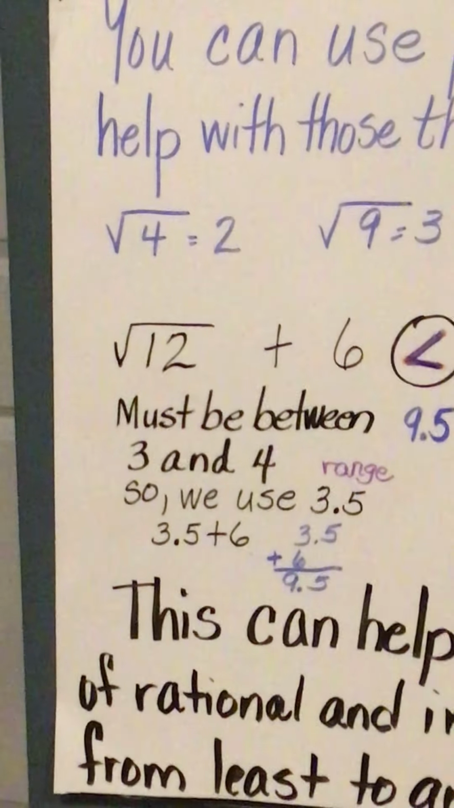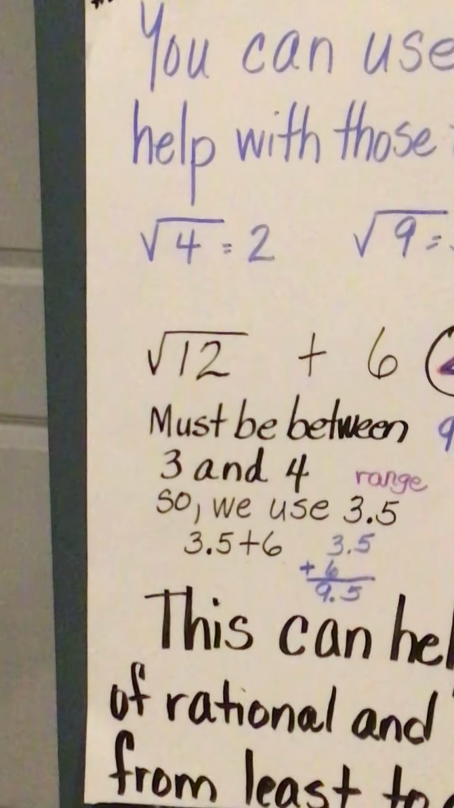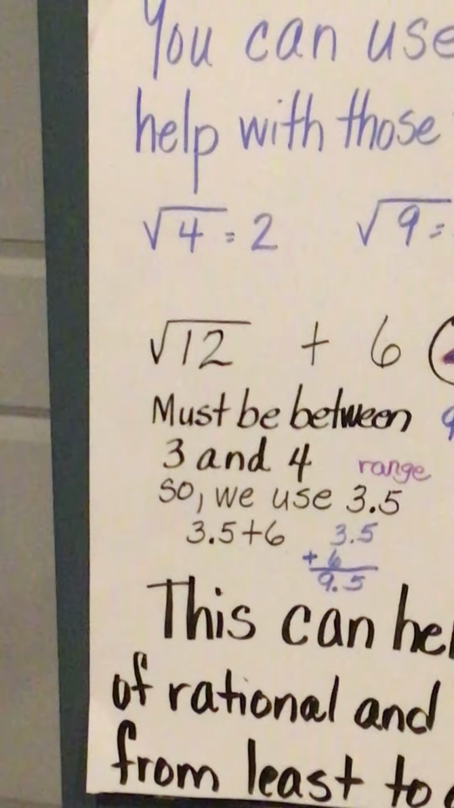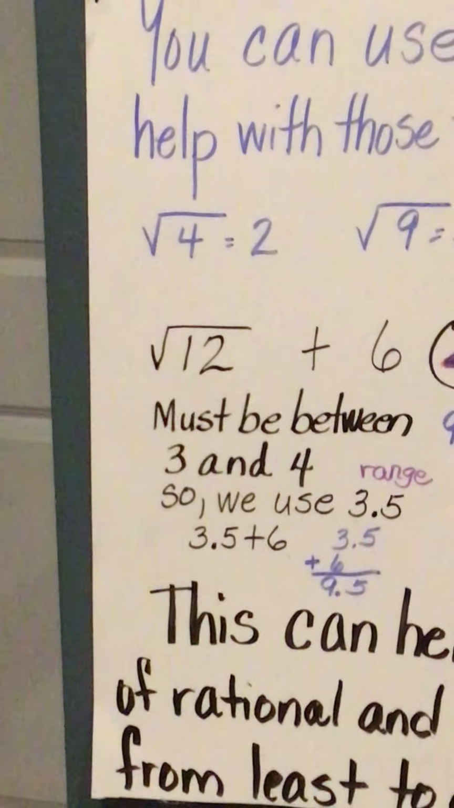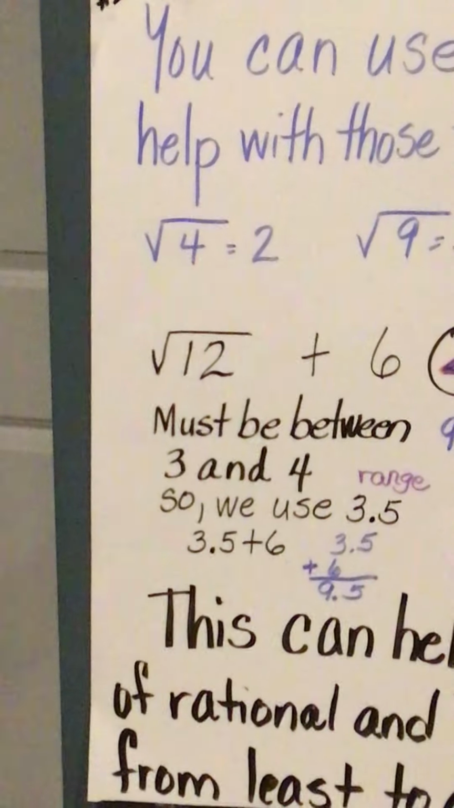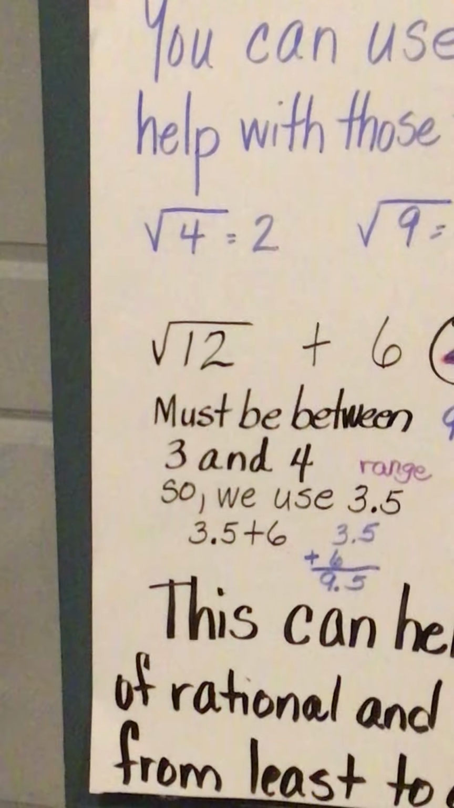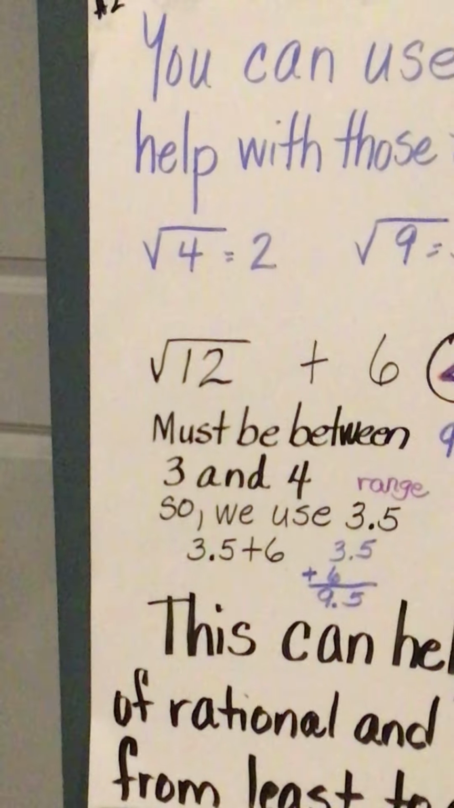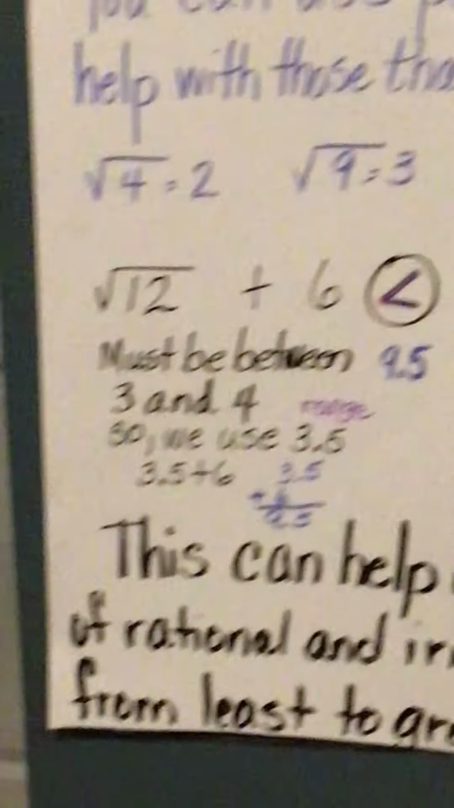Now, you can use perfect squares to find those that aren't perfect squares by using a range. So we're looking for a range. We're not going to get exact because it's not perfect. So we've got to get a range in order to find the answer. So we're going to be trying to find a range that's going to be, on this one, between the 3 and the 4.